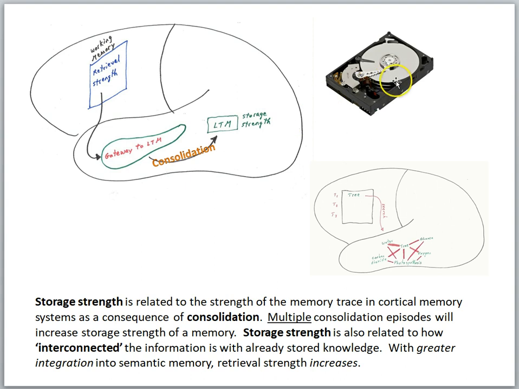And we noted how that was different from a computer memory system where, when data gets written to the hard drive, it's not that some data is strongly stored and other data is weakly stored, but brains seem to operate this way. In addition, storage strength is related to how interconnected the piece of information is with other things in semantic memory. So a well-integrated bit of information will be well stored. So storage strength is a measure of how strong the memory is stored and how interconnected it is.